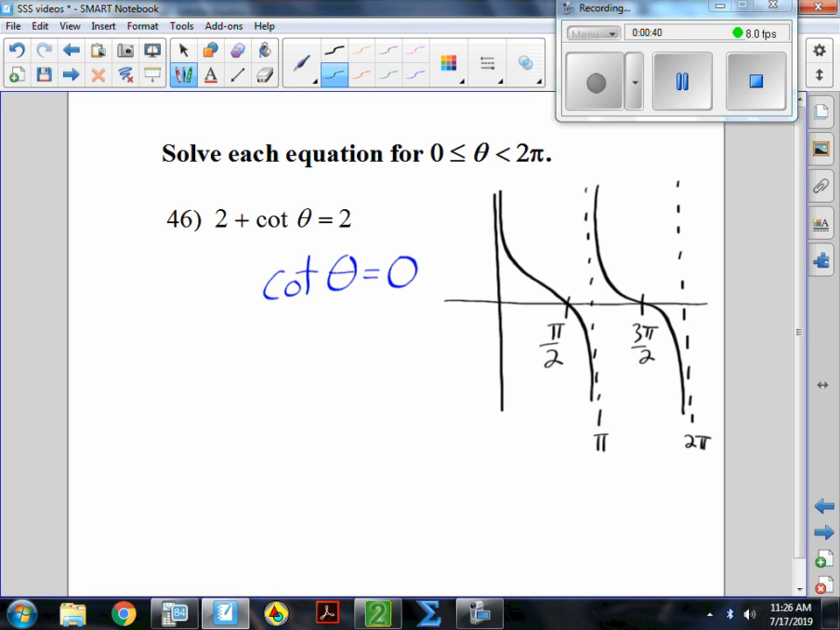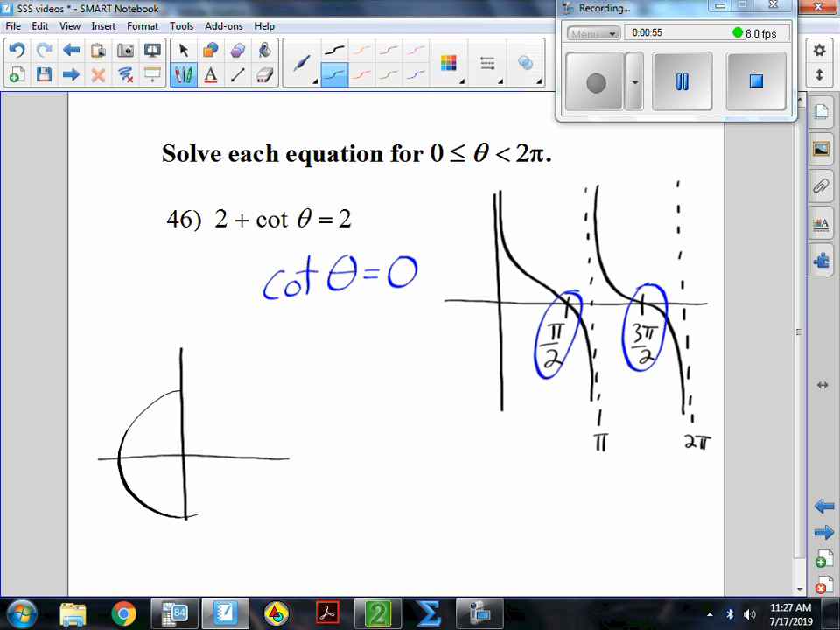So I drew that first one a little off, but I can see from the cotangent graph that cotangent theta is equal to 0 at pi over 2 and 3 pi over 2. Another way to do that without the graph is to use your unit circle.